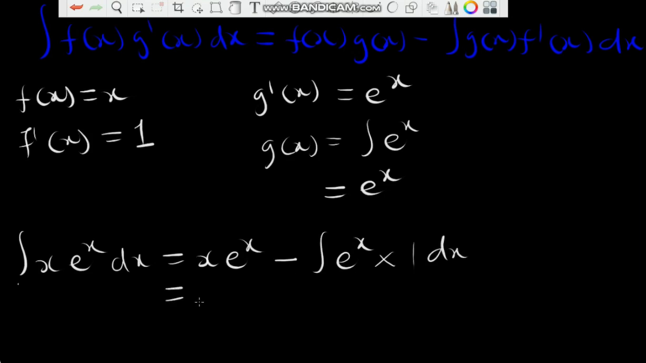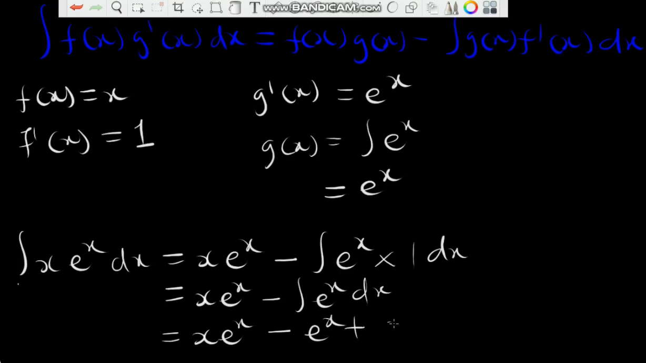This will give me x times e to the power x minus the integral of e to the power x dx. So let's simplify this. I have x times e to the power x minus the integral of e to the power x, which will be e to the power x plus C. So this will be our final answer.